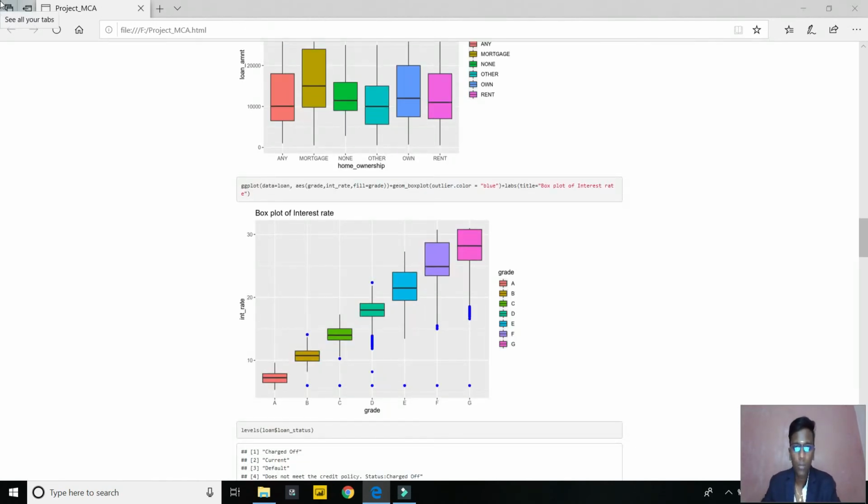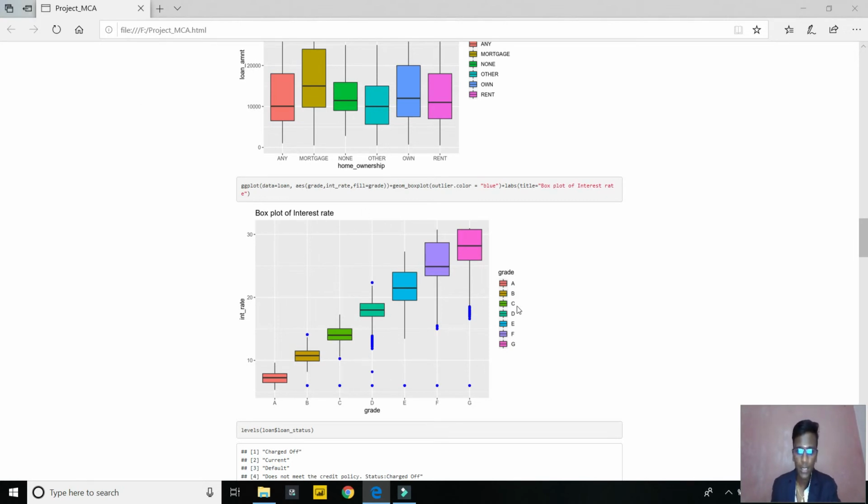Next is the box plot for the interest rate. The loan providers will also fix an interest for each type of loan, and they need to analyze which of their loans have the highest interest and which have the lowest interest. By this they can make more profit. Interest makes a profit for the company. So interest has been taken into this box plot.